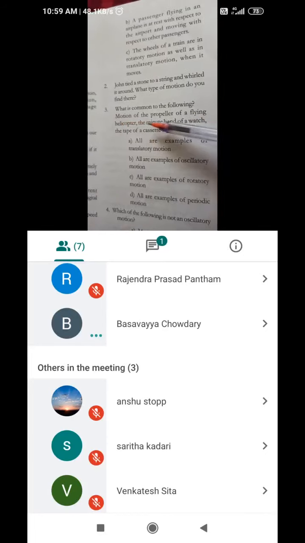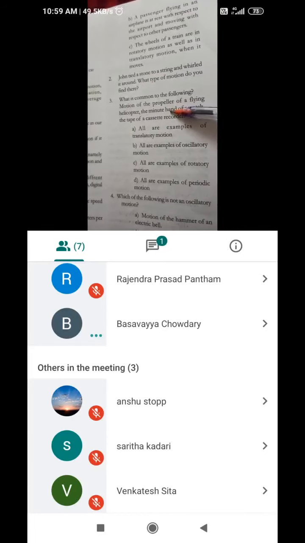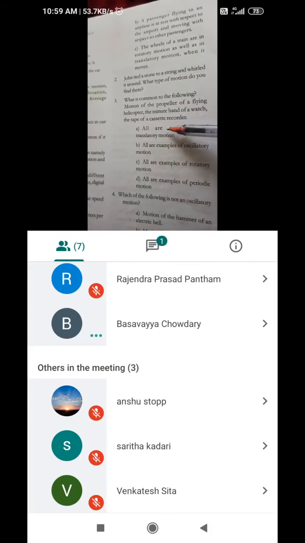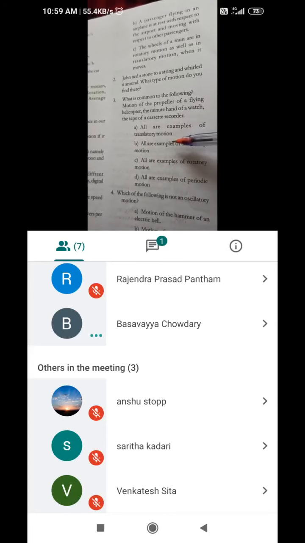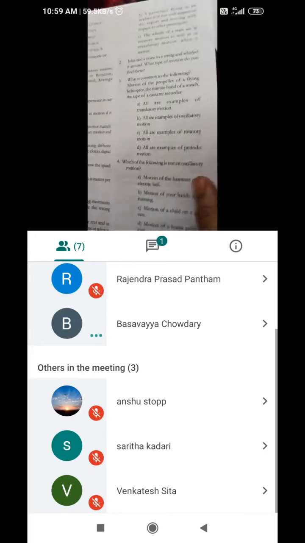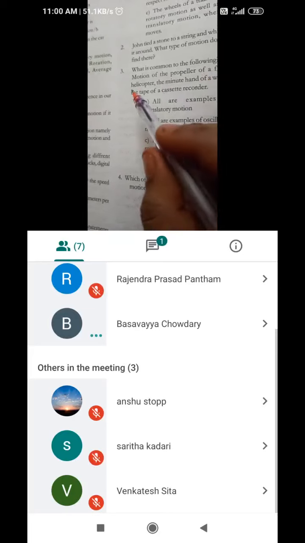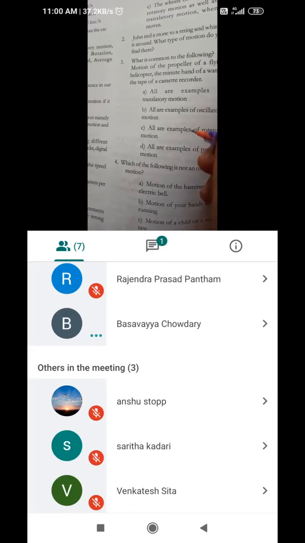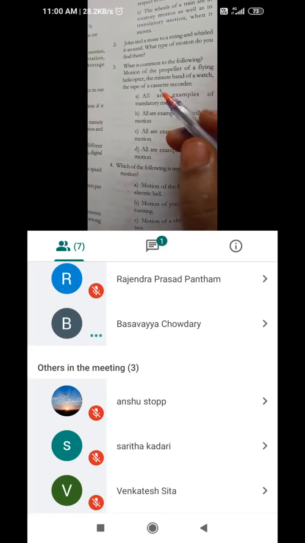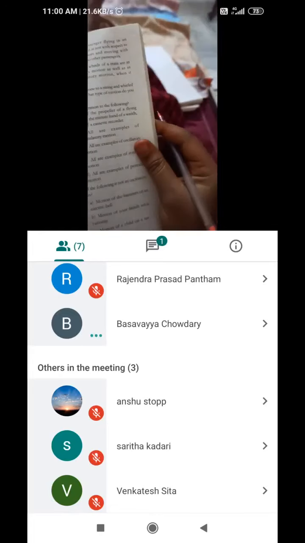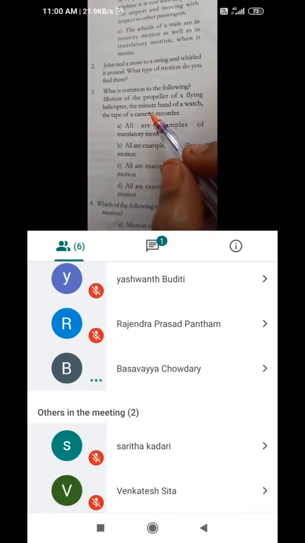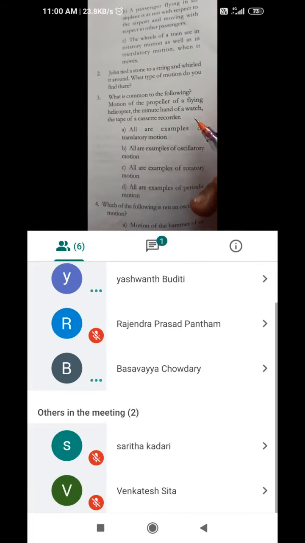And third question: what is common to the following motions: the propeller of a flying helicopter, the minute hand of the watch, the tape of a cassette recorder? Flying helicopter: translatory and curvilinear motion. That one is the helicopter. And next, the minute hand of a watch.